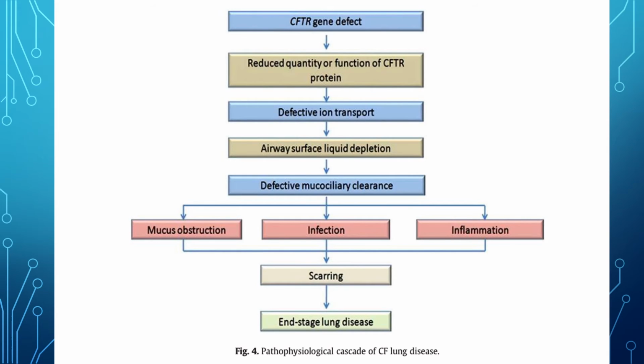Here we see a more descriptive effect of the CFTR gene malfunction on the respiratory system, very similar to what was talked about in the previous slide. Here we can see what the CFTR gene defect causes, which is reduced quantity or function of the protein, as we've talked about. This then leads to a defective ion transport, which leads to a depletion in the airway surface, which can cause mucus obstruction, infection, or inflammation. And all of these could potentially lead to end-stage lung disease.